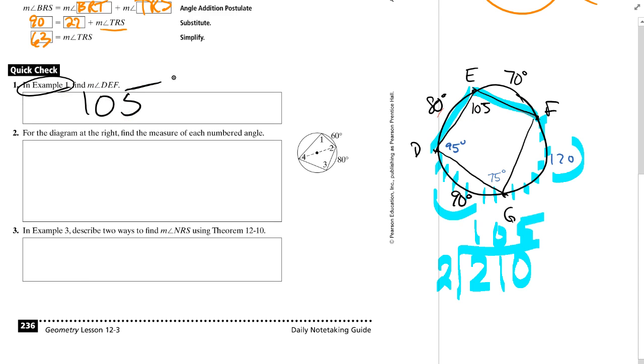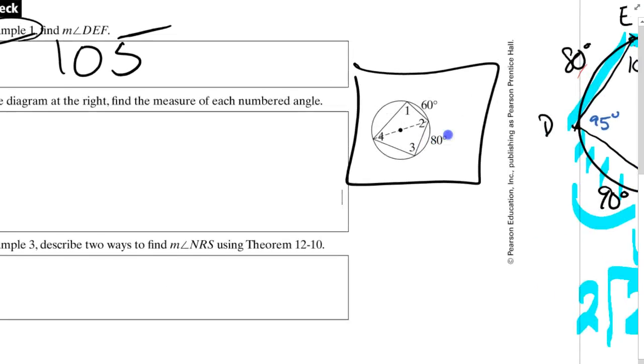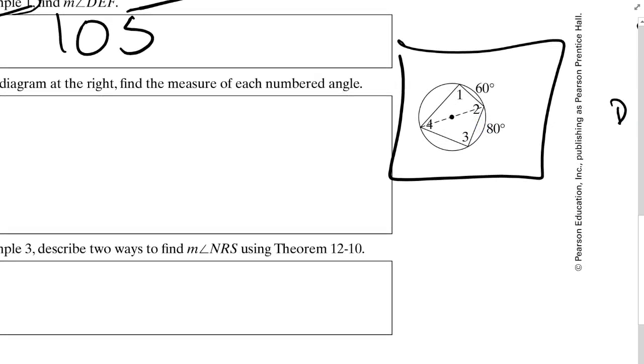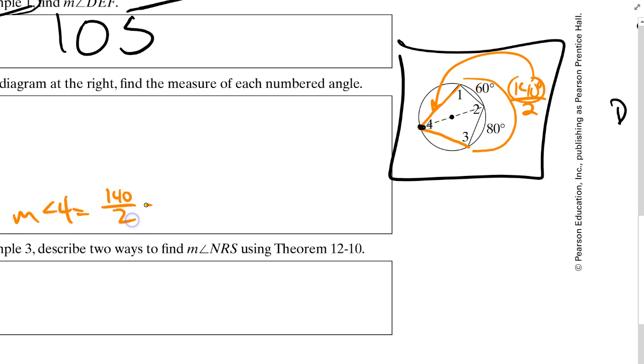Now, diagram at the right, find the measure of each numbered angle. So we're going to use this, and let me zoom in a little bit. So we've got angle 4 is probably going to be the easiest one to find first. Angle 4 is this angle, and it intercepts an arc this big. 60 plus 80, that's 140. Divide that by 2, and that's our angle that's sitting here at number 4. So measure of angle 4 is the 140 divided by 2, so 70 degrees.